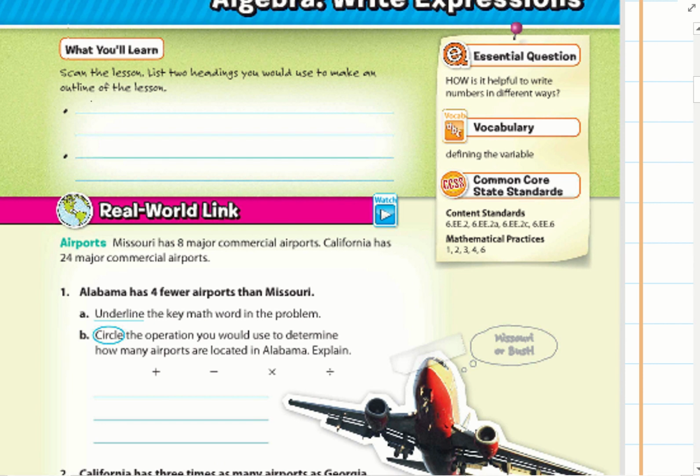We're going to write phrases as algebraic expressions. Then we're going to write 2-step expressions.